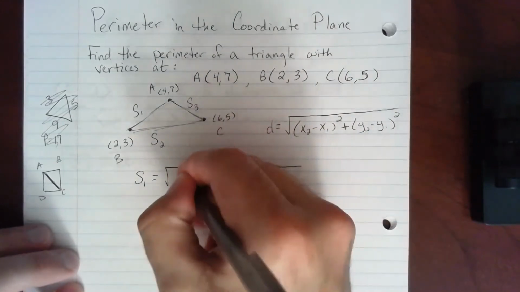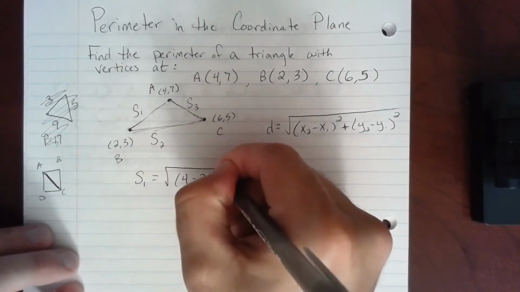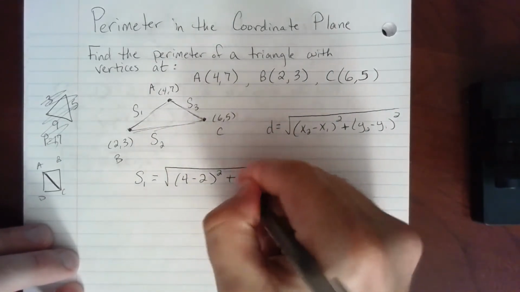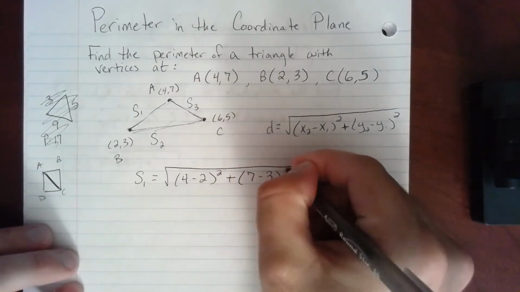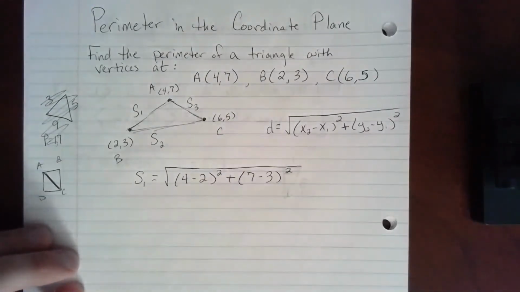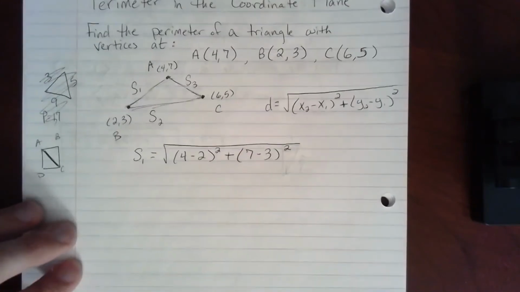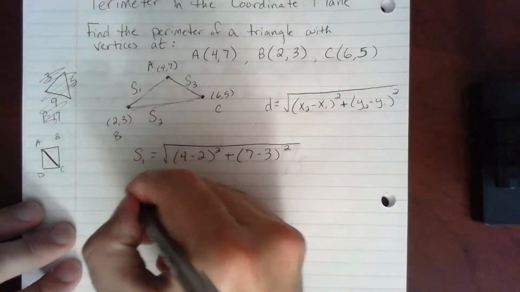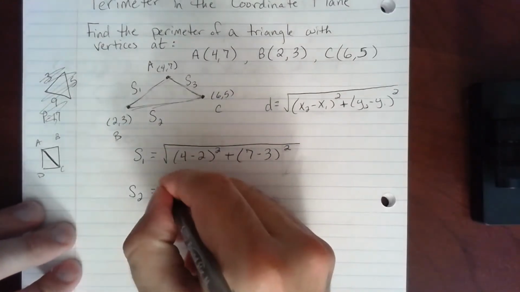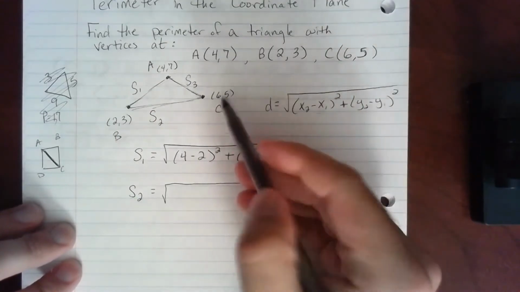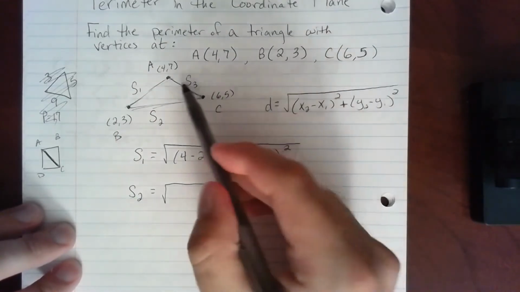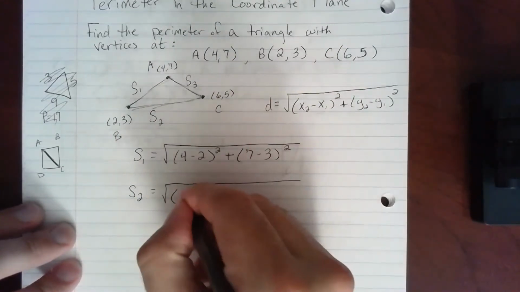I'm going to go in and do 4 minus 2, that's my x values being subtracted. I'm going to do 7 minus 3, which are my y values being subtracted. And I'll be able to get the distance for S1. For S2, I'm going to do the same sort of thing. But for S2, I have 6 and 5 instead of 4 and 7. So instead of 4, we have 6.